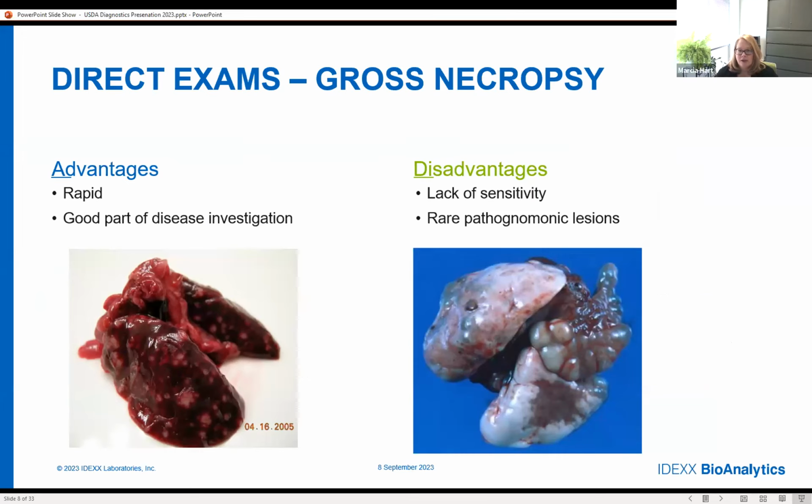However, the disadvantage of gross necropsy is that it lacks sensitivity. The problem with gross necropsy is that it is very rare to get those pathognomonic lesions that you see in the classic textbook, where you would be confident 100% that that animal has disease from agent X. So it lacks sensitivity.